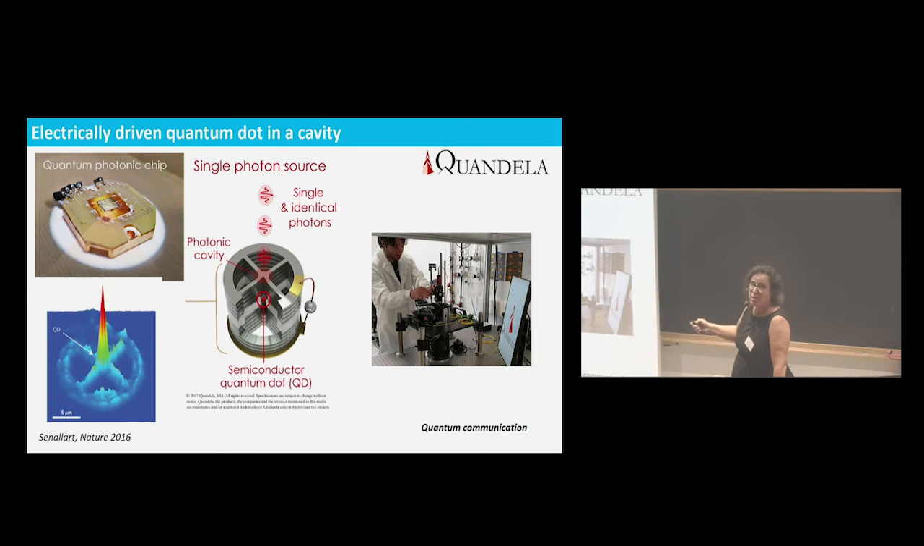You can go further, you can buy such an object. Here I present an example of a company which has been founded by Pascale Senellart at the C2N on quantum computation. Here you have the pillar, so it's quite difficult to see, but the pillar is here in the middle. And here you have a device to electrically excite the single emitter that has been put just in the middle. This is put on a chip, which is here. And then what you can see here is quantum emission of single photons, which are single and identical, so we have all the good quantum properties.